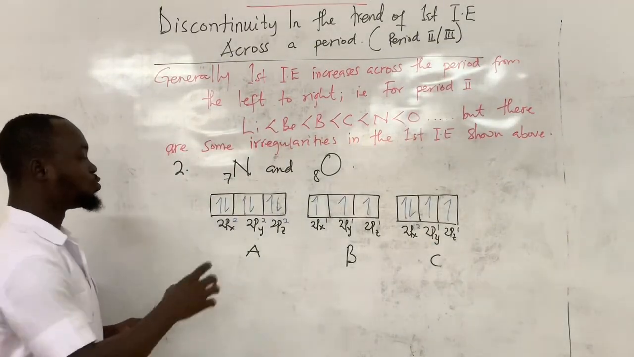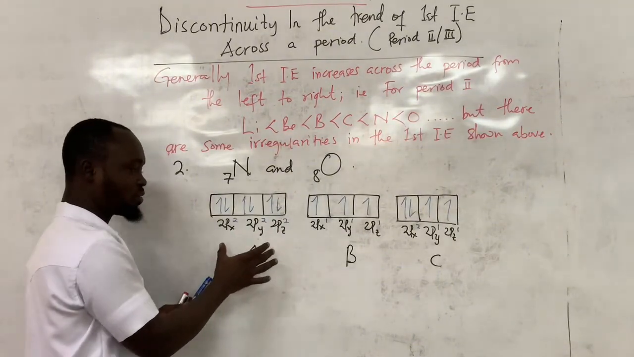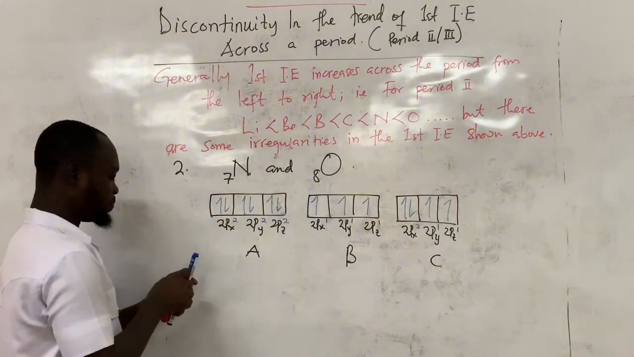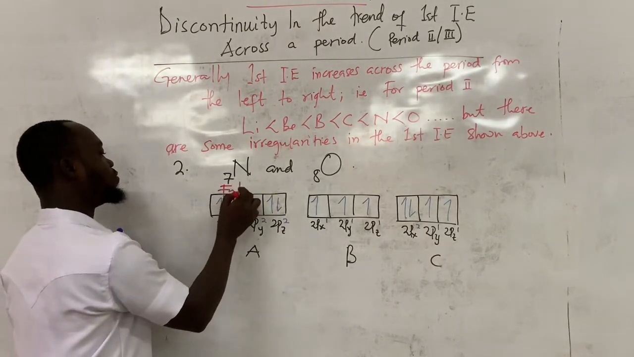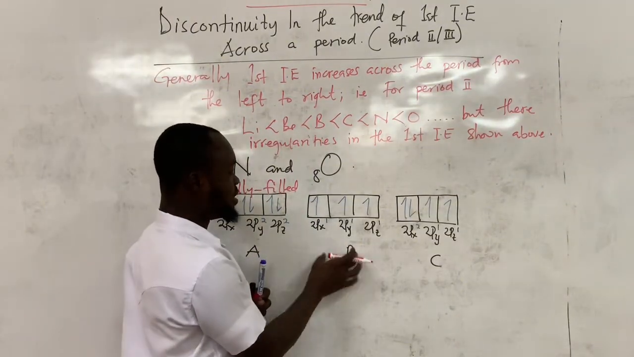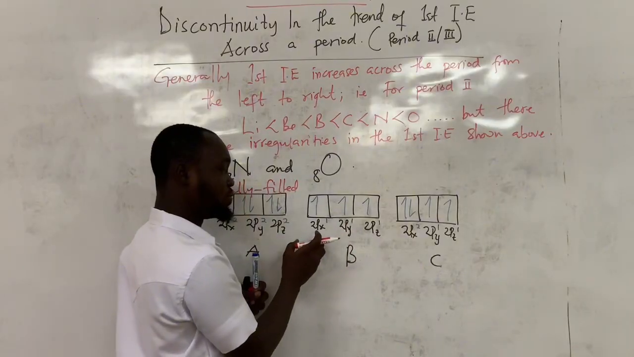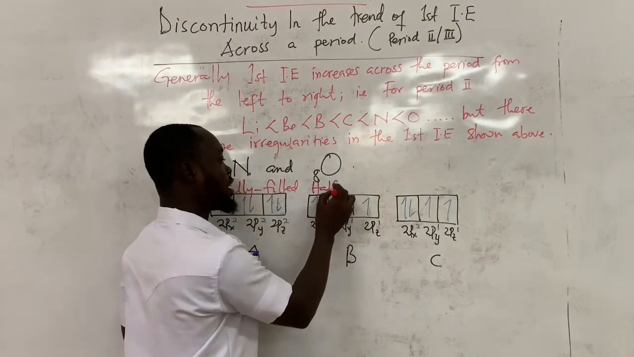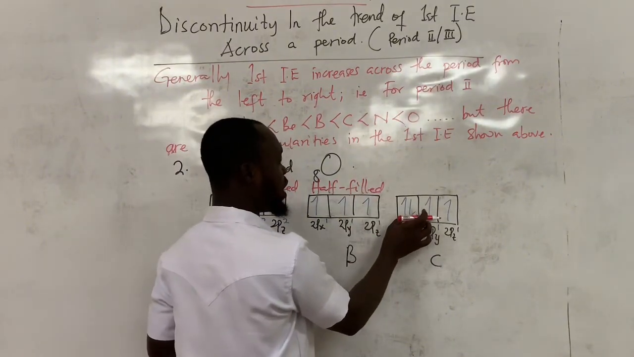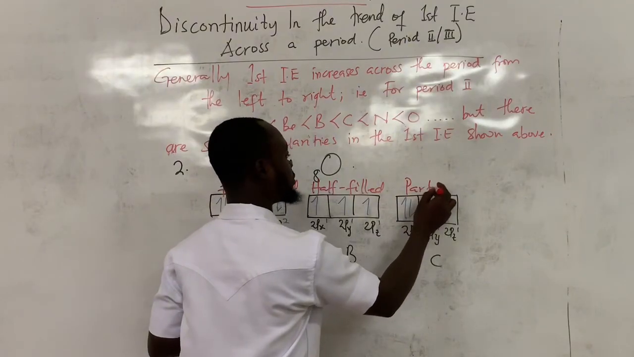So this one illustrates a fully filled orbital arrangement: a fully filled 2px, 2py, and 2pz orbital. So this is fully filled. And once we come to B, we have 1, 1, 1 each. That is half filled. And once we get to C, one is fully filled, but the remaining ones are not fully filled. It is called partially filled.